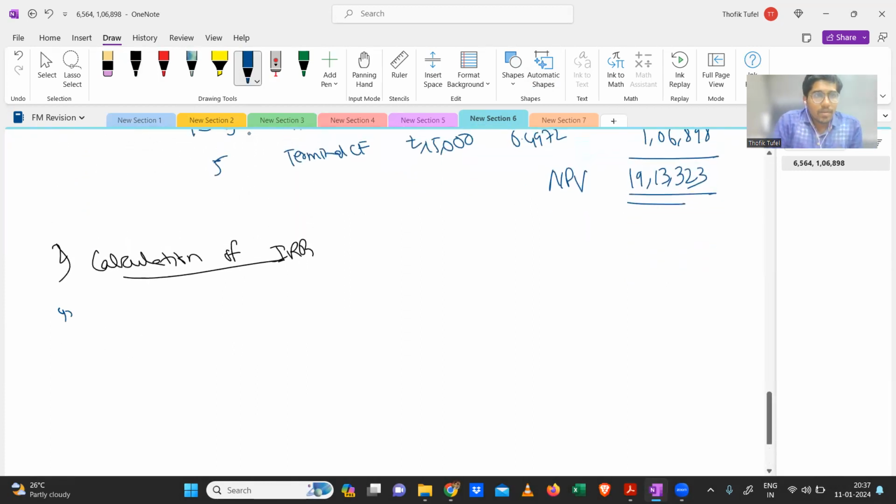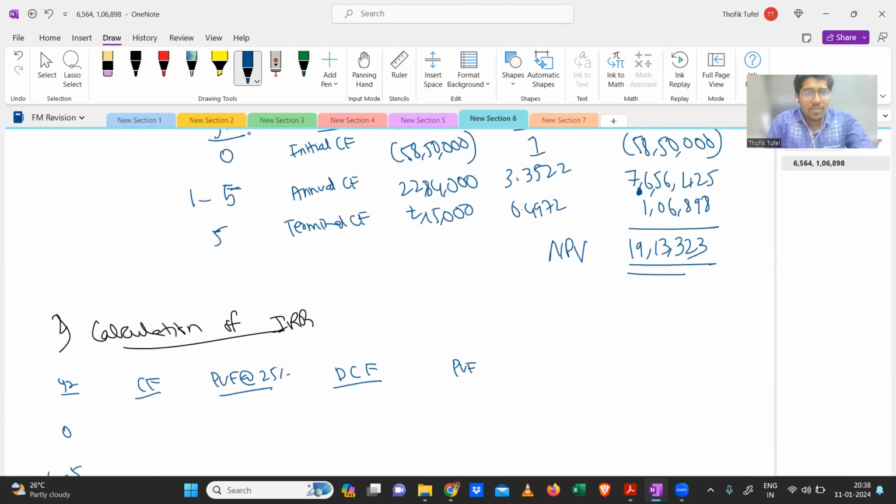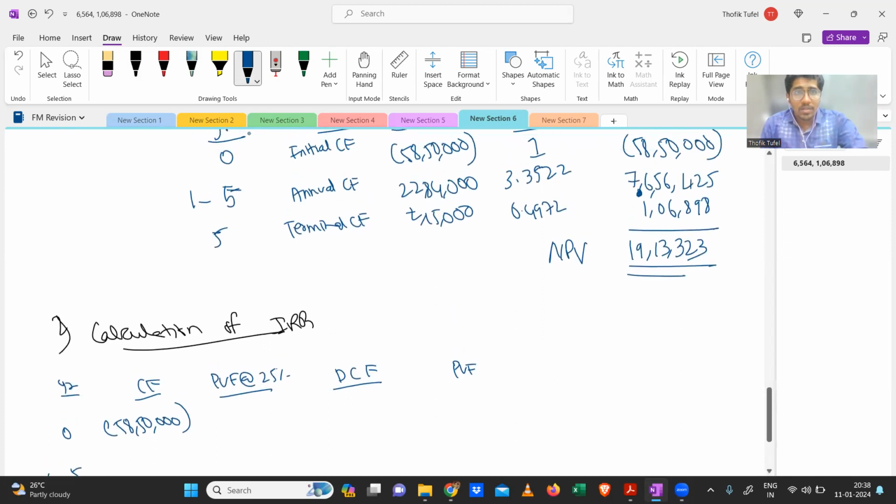Okay. So here, cash flow, present value factor at the rate 25 percentage, discounted cash flow, and then present value factor. Let me see what I have to take. So 0, 1 to 5, and 5. Okay, what is the 0th year cash flow? 58 lakh 50,000. You do it on your own. Okay, this is very simple.